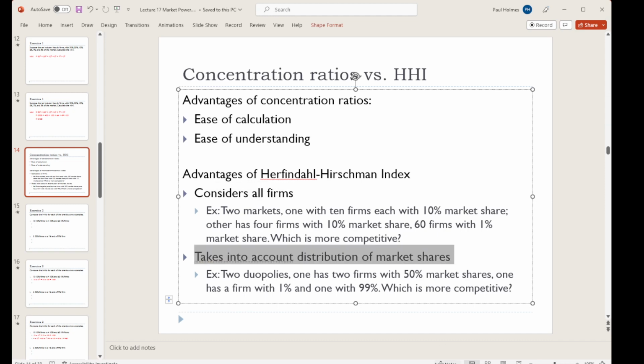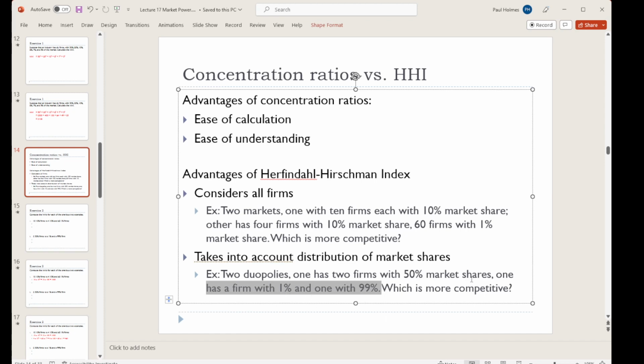It's also important to take into account the distribution of those market shares. So in this example, we've got 2 duopolies. The first one has 2 firms with 50% market share. The second one has still 2 firms, hence the same 4-firm concentration ratio of 100%, but in the second one we've got a 1% firm and a 99% firm. That one looks basically like a monopoly with one tiny little hanger-on.